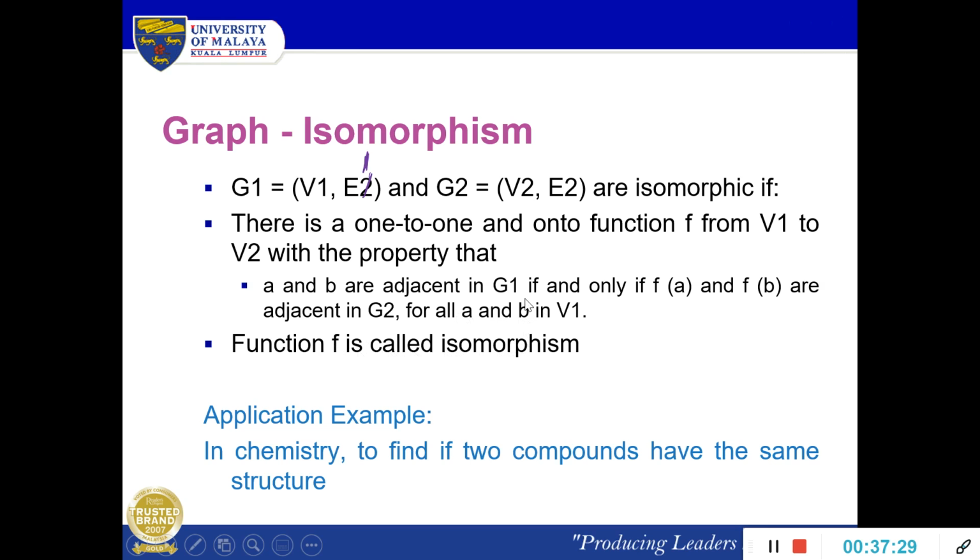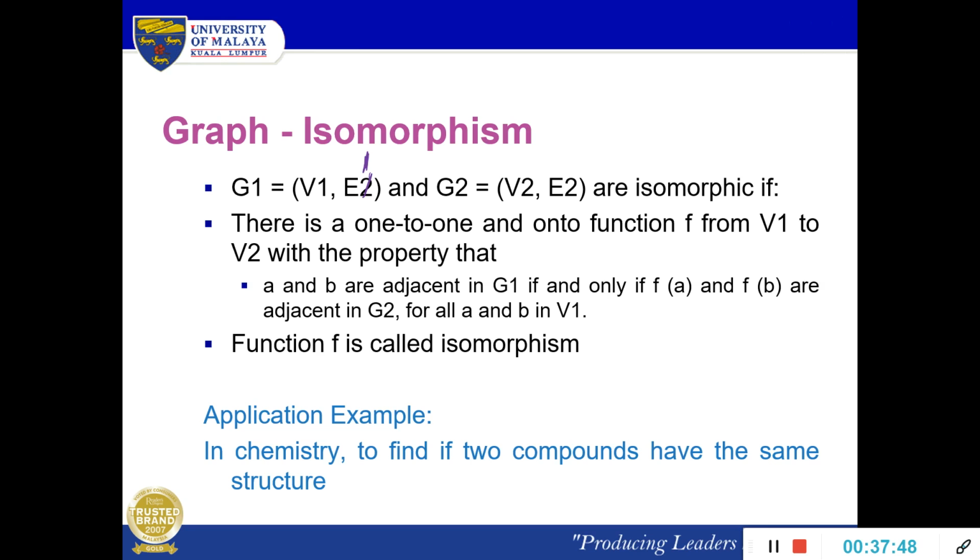So basically you have two graphs here, where a and b are adjacent, and f(a) and f(b) of graph number 2 are also adjacent in G2 for all vertex a and vertex b in V1.